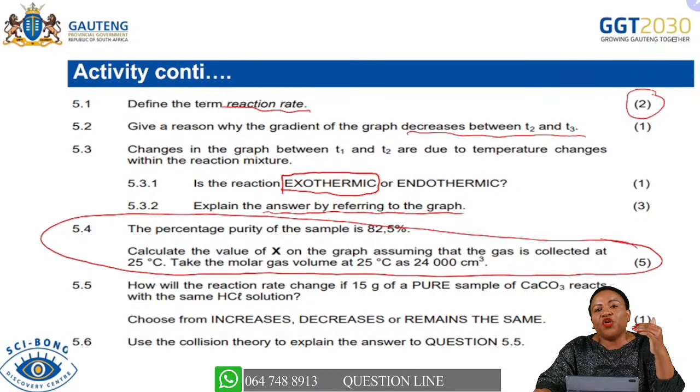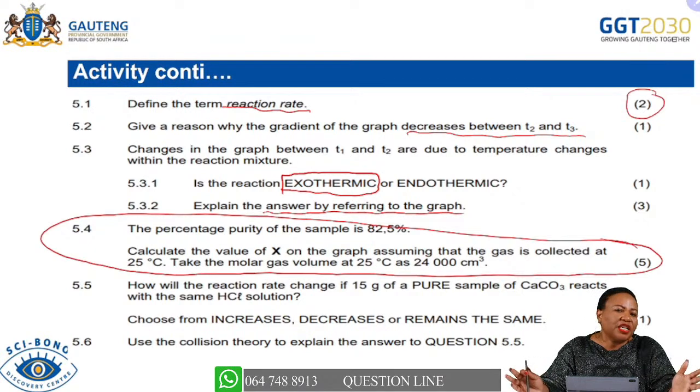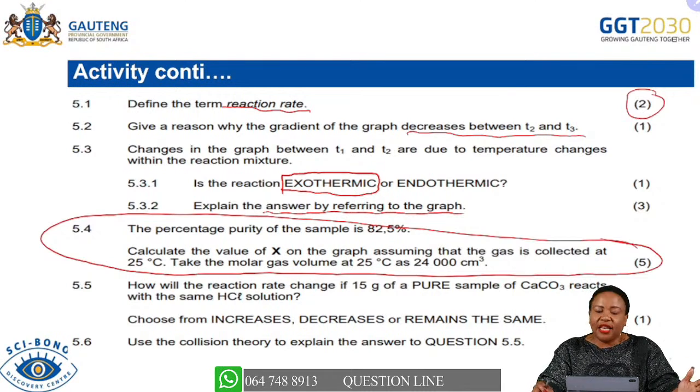5.4 talks about percentage purity. Remember, as we started this reaction, we started with impure calcium carbonate. And we must know that when we change the purity of a reactant, how will that affect the rate of reaction, or how will that affect our reaction as it proceeds? This one deals with percentage purity, which we are definitely going to discuss when we do stoichiometry, because we are going to have a fully fledged lesson on stoichiometry, on how we calculate the percentage purity and the percentage yield.